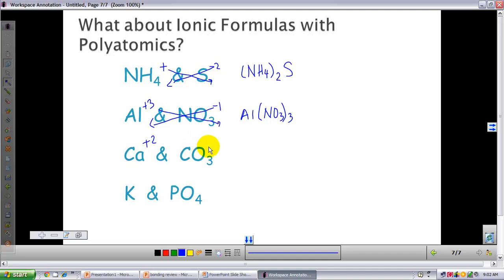Calcium has a +2 charge. It's in that second group. It's going to give up 2 electrons to be like argon. Carbonate, if you look on your chart, has -2. What do you notice about these 2 numbers? They're the same, so you just need 1 of each. You could crisscross and get 2 and 2 and then simplify, but if you notice they're equal, you can just have 1 of each. Potassium has a +1. Phosphate has a -3. When you put them together, you need 3 potassiums for every phosphate.